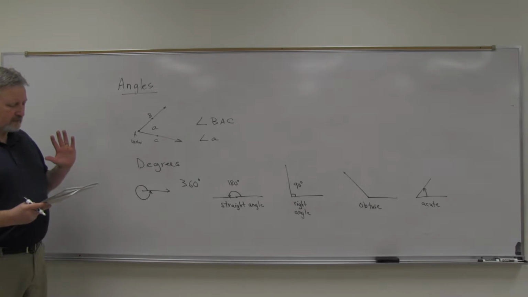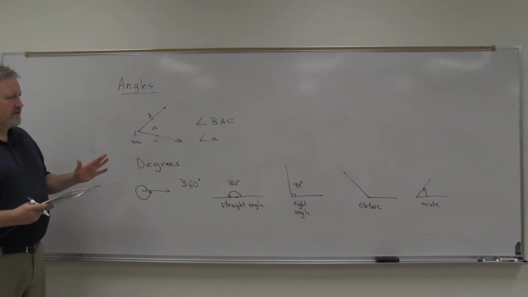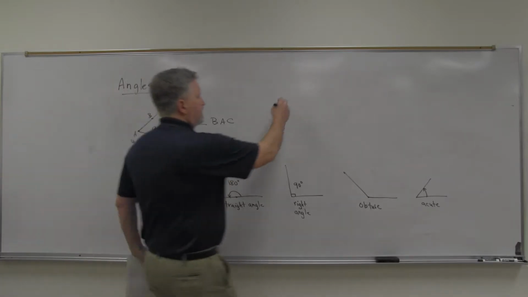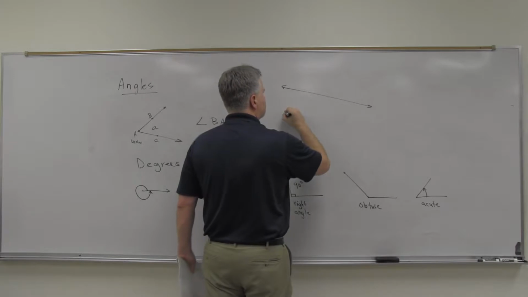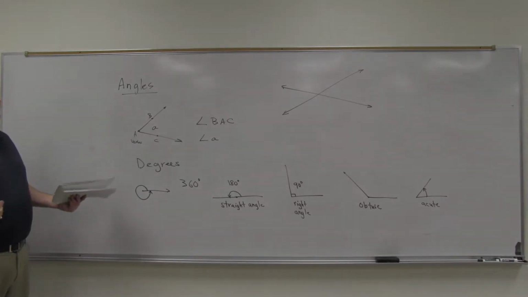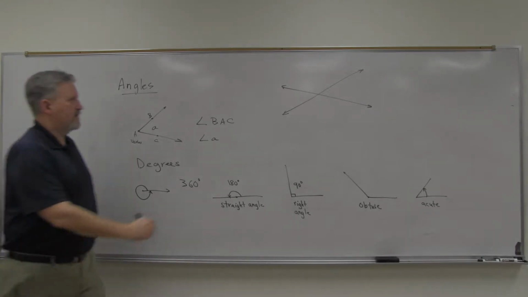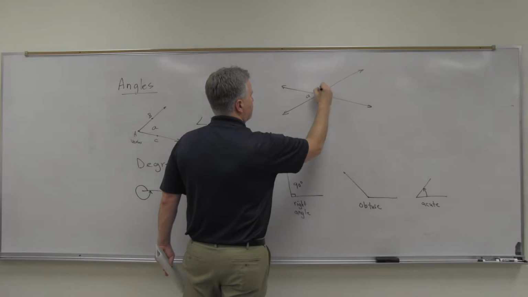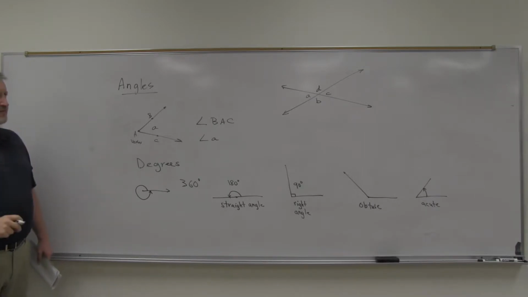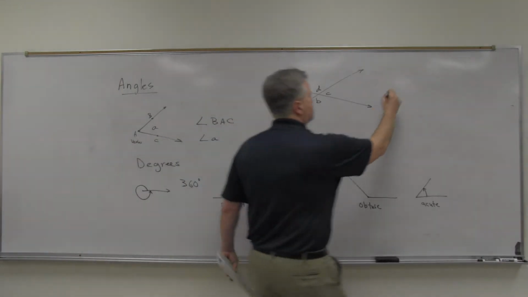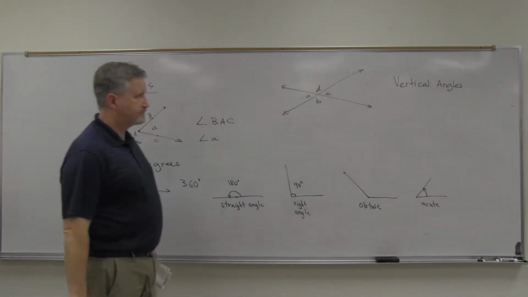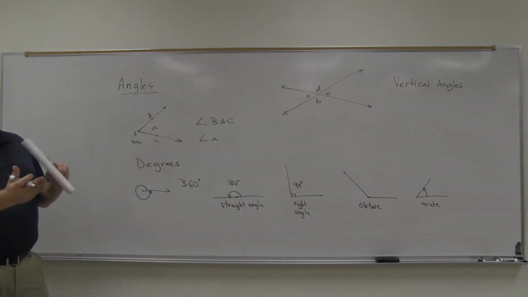Now, a couple other terms. If I have two intersecting lines, of course that sets up different angles, but let's call them A, B, C, and D. It sets up one type of angles, these vertical angles. And vertical angles, when you have intersecting lines, are the angles that are across from one another.